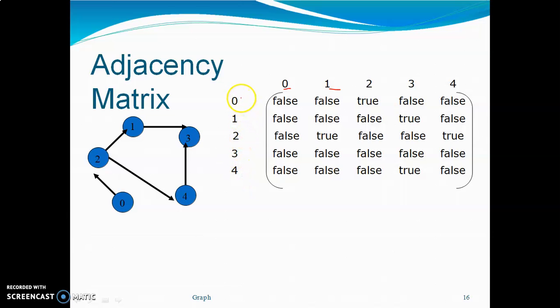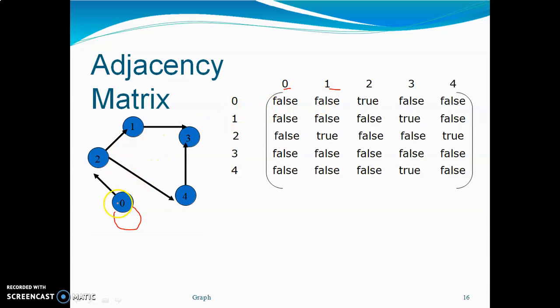Now we are checking whether there is any edge between the two vertices or not. Okay, 0 to 0. Vertex 0 to vertex 0. We don't have any edge from vertex 0 to vertex 0. If we have cycles like this, then only we can write these values as true. That is 0 to 0 or 1 to 1 or 2 to 2 or 3 to 3 or 4 to 4. Those we'll write as true whenever we have a cycle.